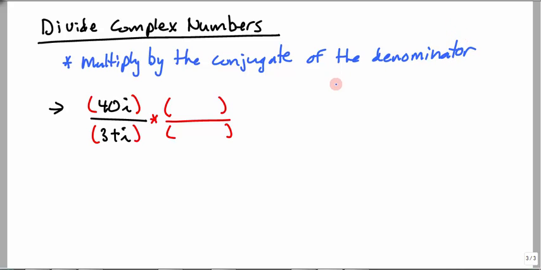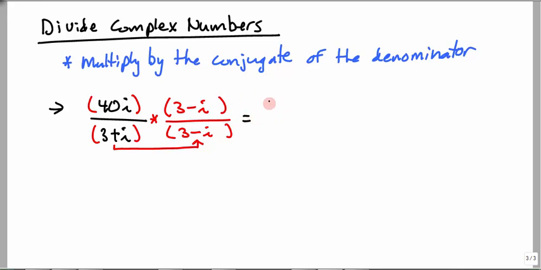Now, the conjugate of a plus b is a minus b. So the conjugate of 3 plus i is going to be 3 minus i. And whatever you do to the bottom, you have to do to the top. So the conjugate here, everything stays the same. The only thing that changes is the sign in between the real and the complex part.